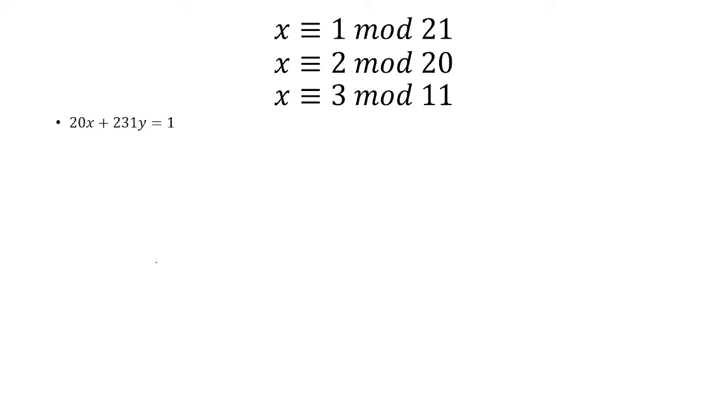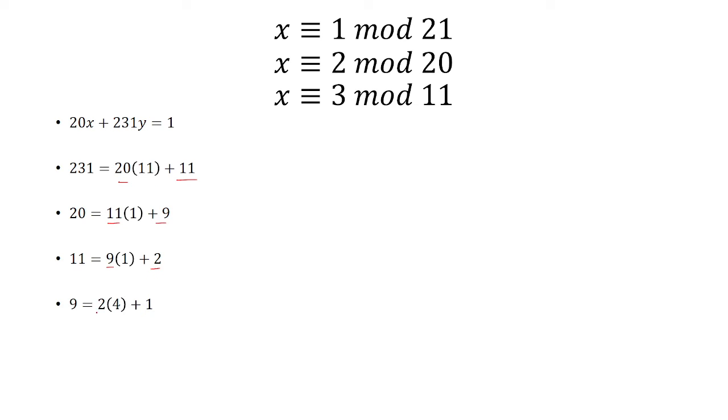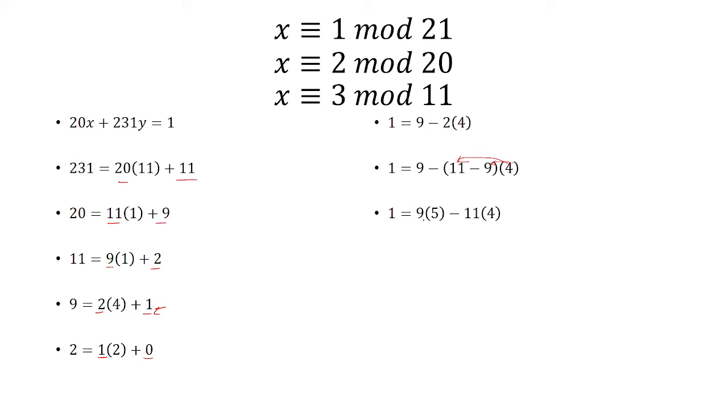Okay, the next one we have 20x plus 231y equals 1. So you do Euclidean algorithm with those. So you just keep going until you get a remainder of 0. Okay, so now we stop and work backwards at 1. So 1 will be 9 minus 2 times 4. And then 2 is 11 minus 9. But you want to distribute the 4 here. So you have 9 times 4, and then another 9 here. So that's 9 times 5.